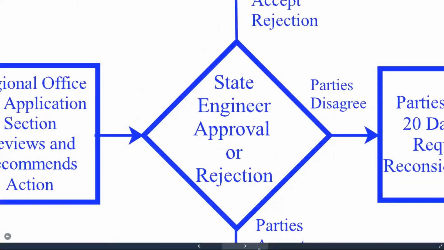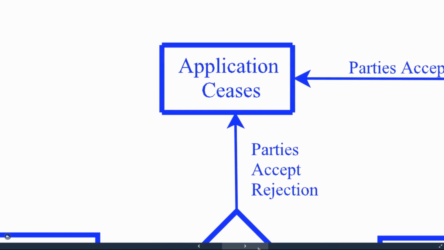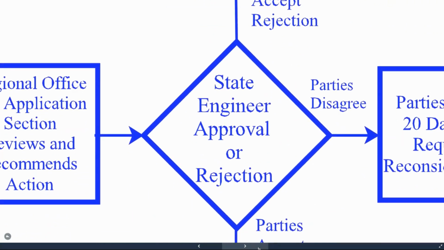If the state engineer does not have reason to believe the application meets the statutory criteria within Utah Code Title 73, Chapter 3 for approval, the application shall be rejected. If the parties accept the rejection of the application, the process ceases.